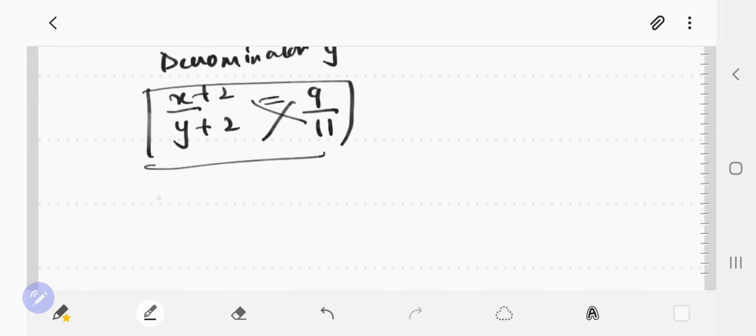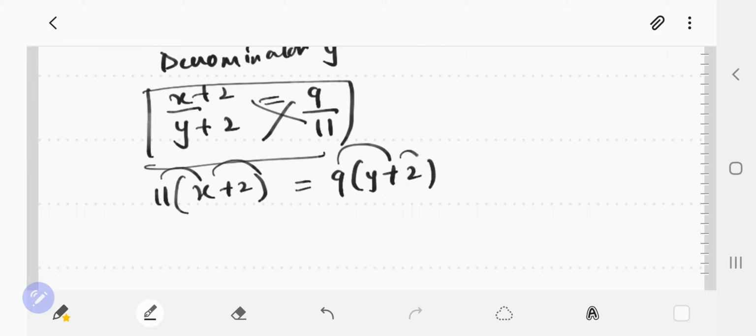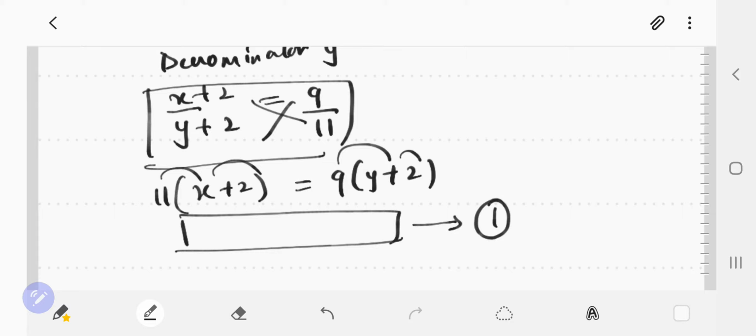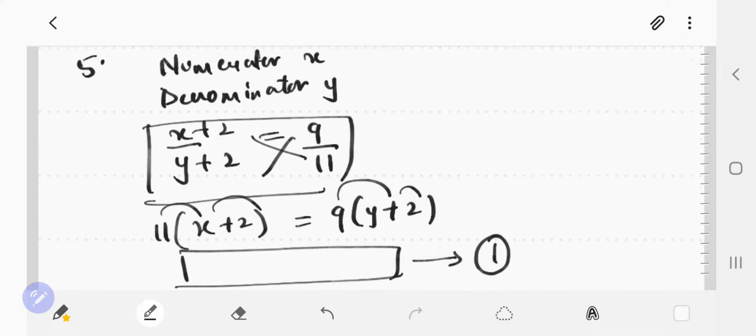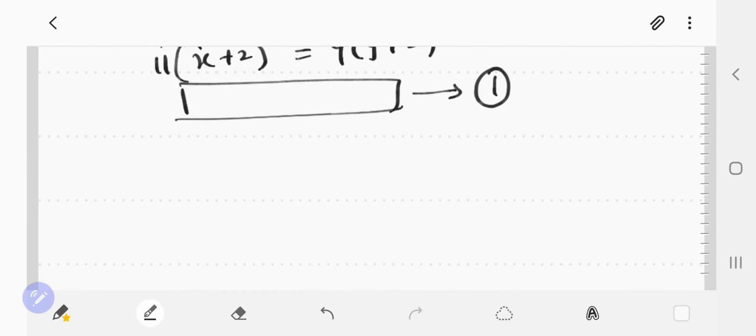I'll cross multiply and it will be 11 bracket x plus 2 is equal to 9 bracket y plus 2. When I open up the brackets, I'll keep my equation in the standard form, that is all x and y variables on the left hand side and numbers on the right hand side. So that will be called equation number 1. And further the problem says if 3 is added to both numerator and denominator, what was my numerator x and denominator y? Now if 3 is added, my dear kids, my fraction becomes 5 upon 6.